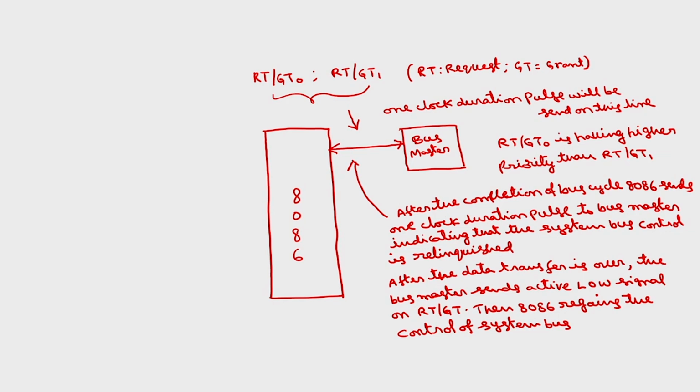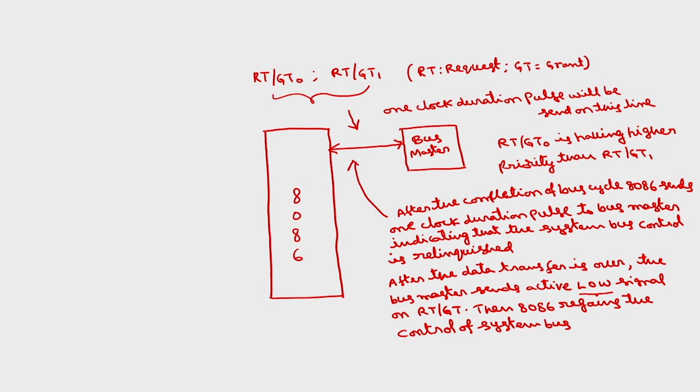Once the transfer of the data is over, the bus master will send an active low signal. It is not one clock duration, it is just for a short duration. So a low signal on the same RQ/GT line, and then the 8086 regains the control of the system bus. This is the entire process for requesting the system bus of 8086 by the external bus masters. Between these two, RQ/GT0 has higher priority. If both requests come simultaneously, the 8086 grants the RQ/GT0 request.